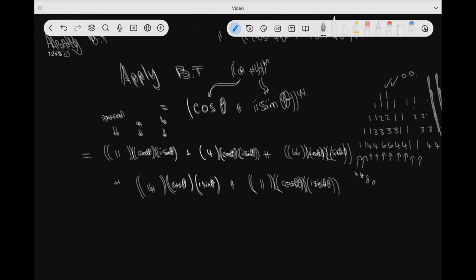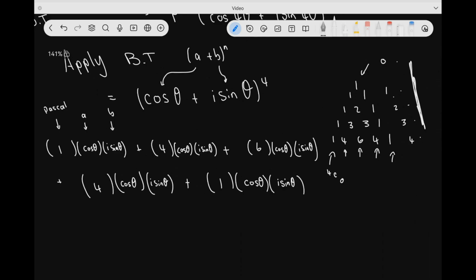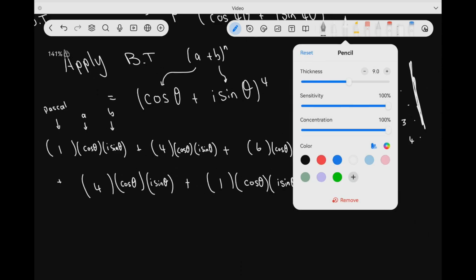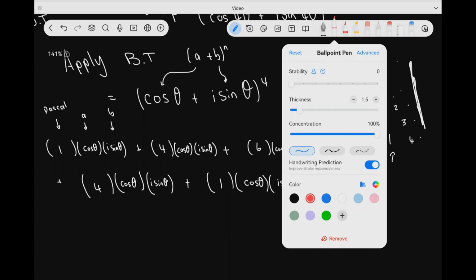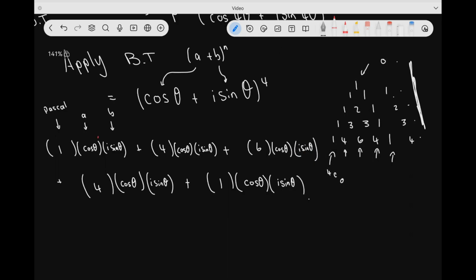Okay, now the next step is we're going to count in ascending and descending powers. This is just applying the binomial theorem. So we have 4, 3, 2, 1, 0. For your A, you start with the highest and count down to the lowest. And for B, you start with the lowest and count up to the highest. Just a little technique.